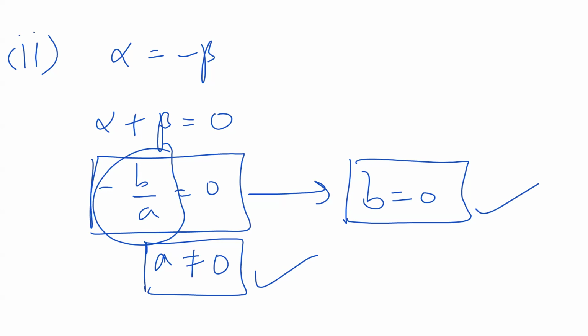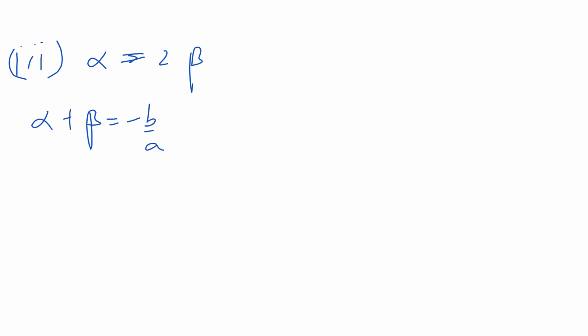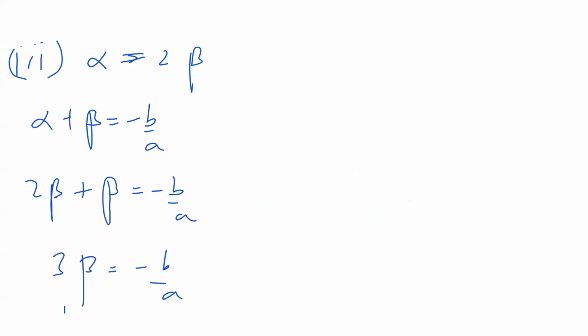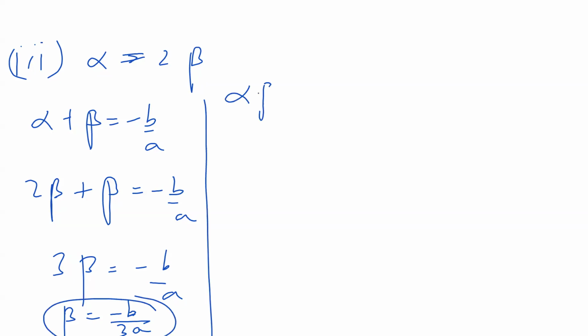Third part, alpha is equal to twice beta. Now alpha plus beta is equal to minus B by A. So 2 beta plus beta is equal to minus B by A. 3 beta is equal to minus B by A. So beta is equal to minus B upon 3A. Clear? Alpha into beta is C by A. So alpha is 2 beta.